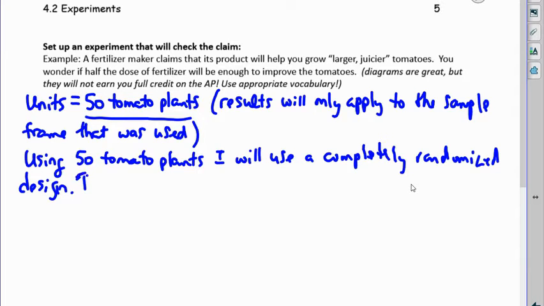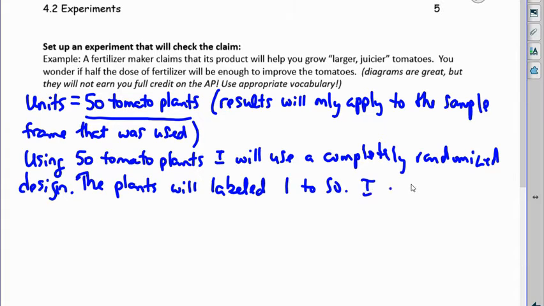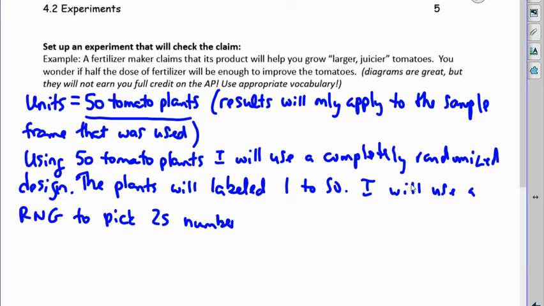Okay. The plants will be labeled 1 to 50. I will use a random number generator to pick 25 numbers from 1 to 50. Remember, just like with sampling, you will have to repeat it twice. And are you going to use repeats or ignore repeats? I'm going to ignore repeats.